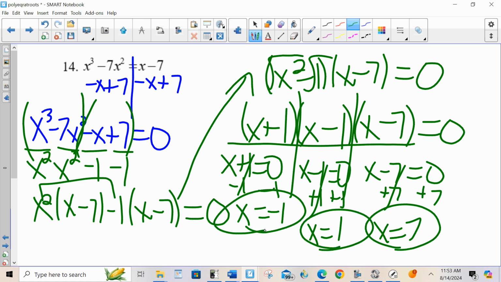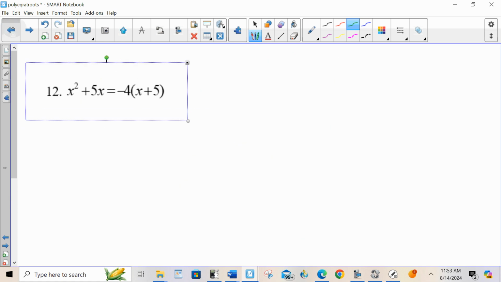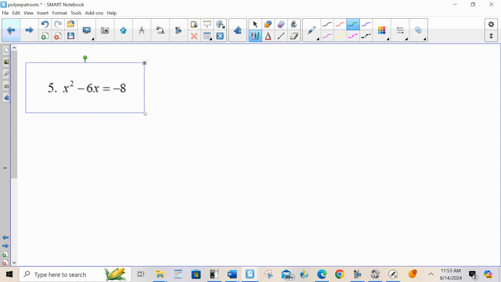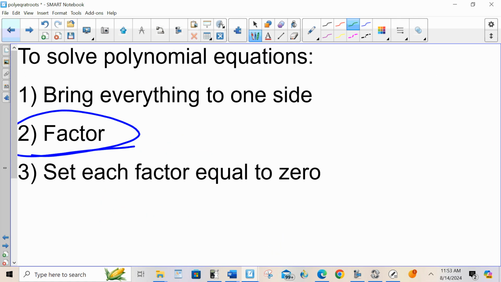And that's it. So to solve a polynomial equation, bring everything to one side, factor, set each factor equal to 0, and within that factoring step, it could be GCF, dots, trinomial, tricky trinomial, grouping. You may need to factor further. You need to know how to factor before you can do this lesson.